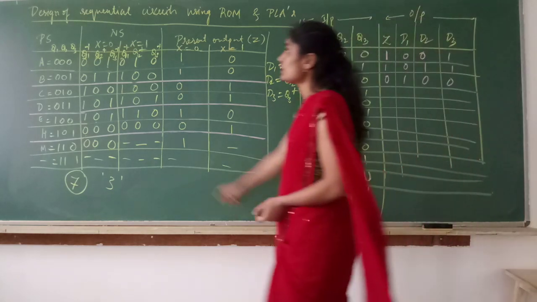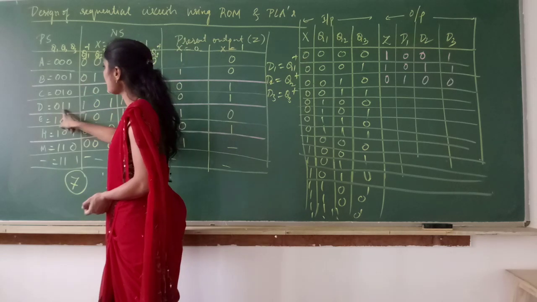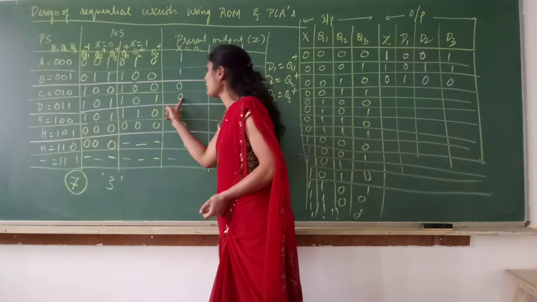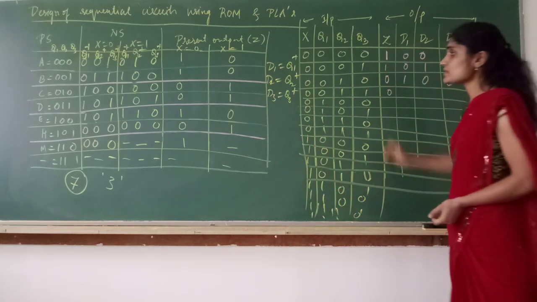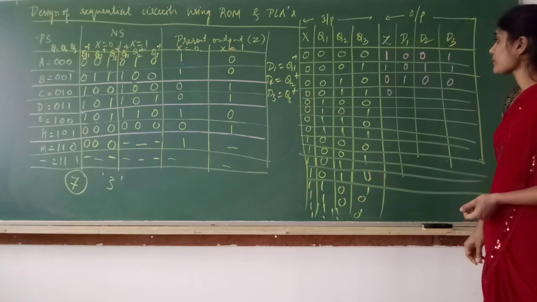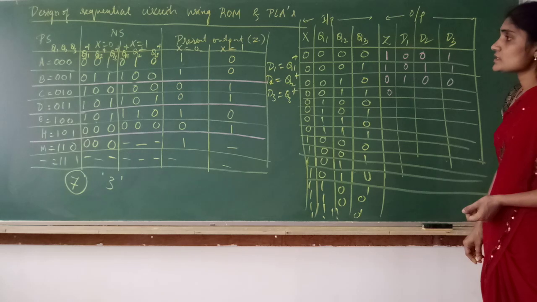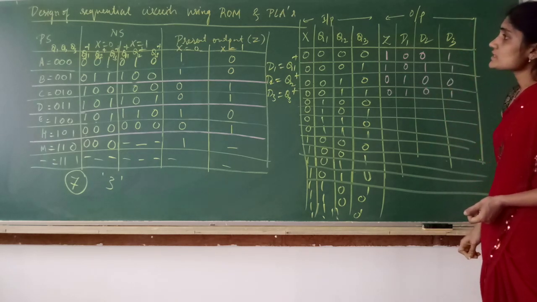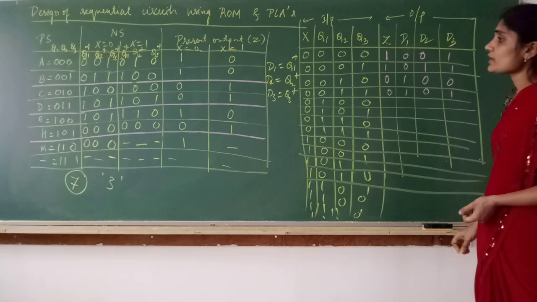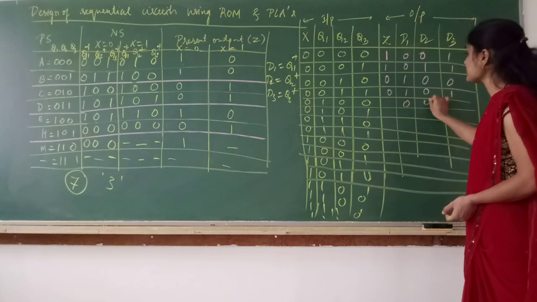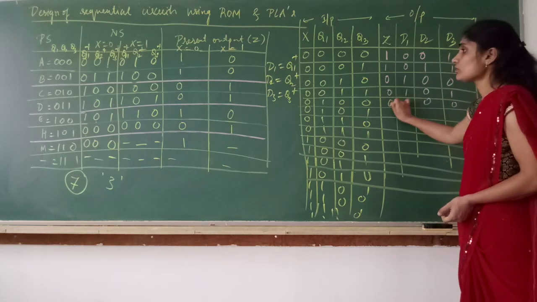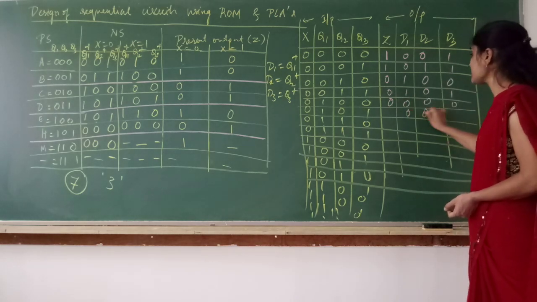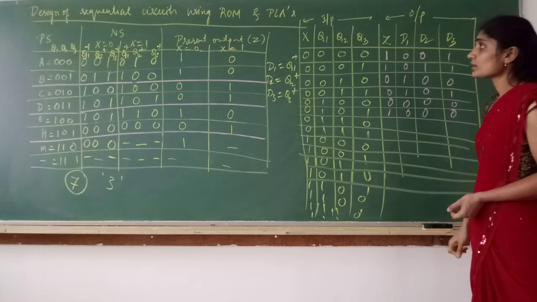0, 0, 1, 1. The next state is 1, 0, 1. Output variable is 0. Next, 0, 1, 0, 0. Next state is 1, 0, 1, right? Next, 0, 1, 0, 1. Next state is 0, 0, 0. Output is 0. Next, 0, 1, 1, 0. Next state is 0, 0, 0. Output is 1.